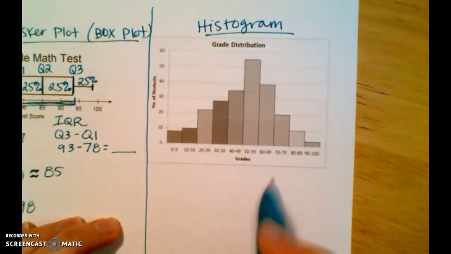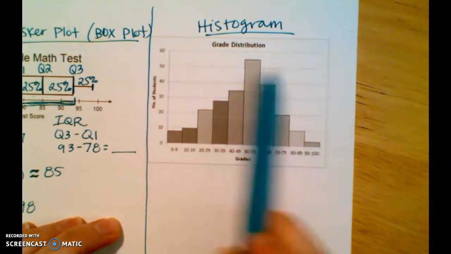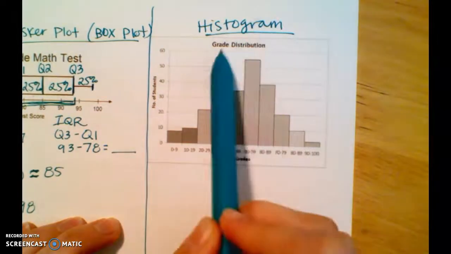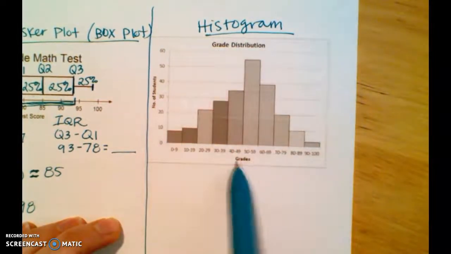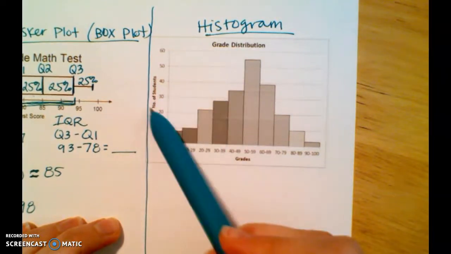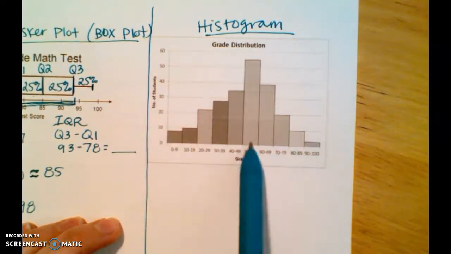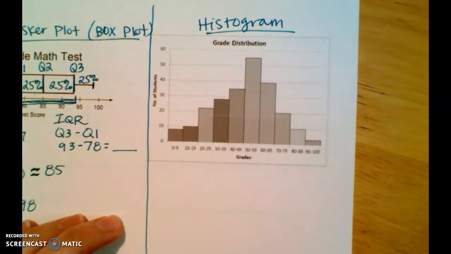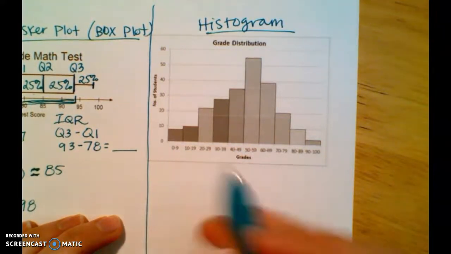A histogram is another helpful visual look for us to see how spread out our data is and where it is the most frequent. So obviously this one's talking about grade distribution. These are the grades and that's the number of students. So it looks like the most students received between a 50 and a 59 on whatever that assessment was. So our histogram is helpful for that. One thing we can do is actually make a table out of it.